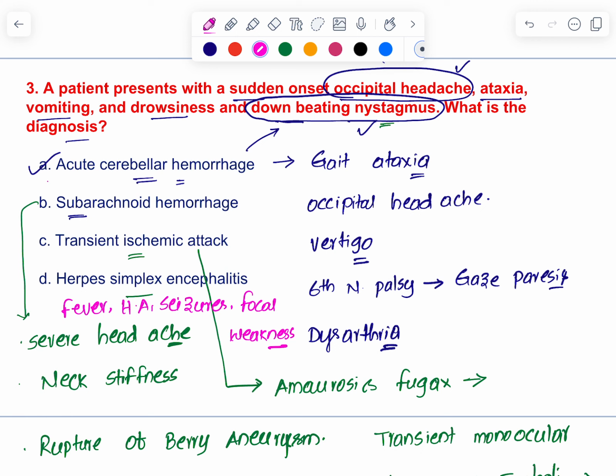So among the options which have been given to you, the answer is acute cerebellar hemorrhage, because there is presence of occipital headache, ataxia, and downbeating nystagmus. All right. Next question.